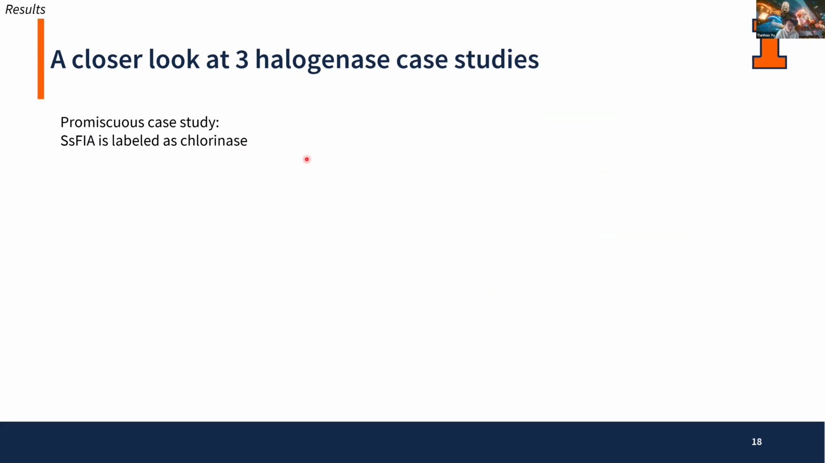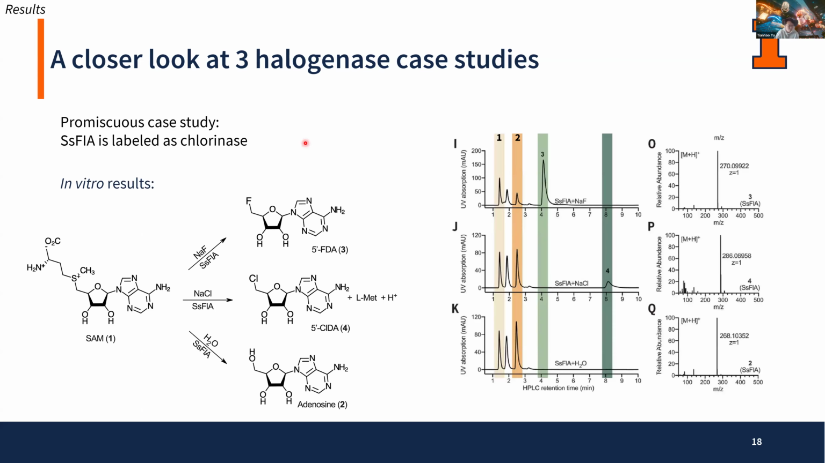And the third of the halogenase case studies, the most interesting one, is actually a promiscuous enzyme that was discovered using CLEAN. The enzyme is called SSFA. So this one was only labeled as a chlorinase in the UniProt database. However, CLEAN gives 2 more EC numbers associated with it. Per CLEAN's prediction, it is a SAM-dependent chlorinase, and also a hydrolase.